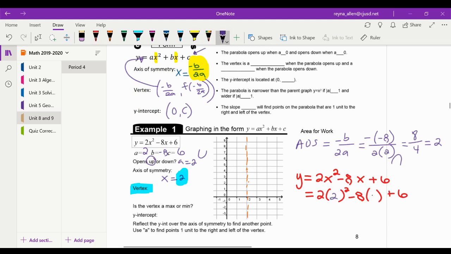So we would put in 2 and simplify. And that gives us negative 2. And this is our y. So we already know our x. That will give us our y for our vertex. So that would be 2 comma negative 2. So we're almost done. We have our axis of symmetry. We now have our vertex. So that's 2 and negative 2. We know it's going to open up.